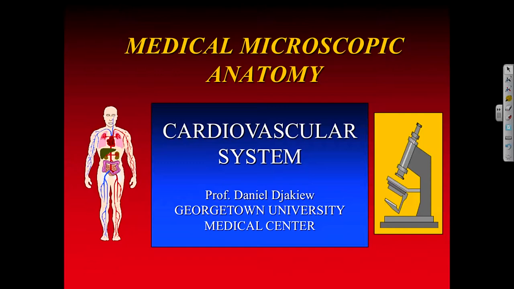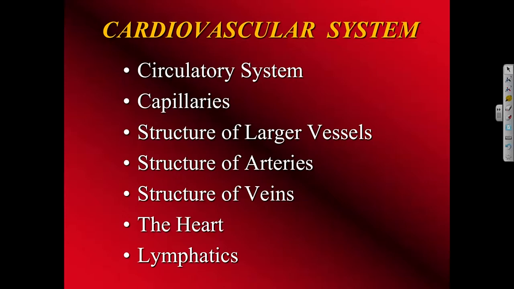So cardiovascular, heart, vessels, system, right? So we're going to look at the different circulatory systems of the cardiovascular system, and then some of the components, the capillaries and larger blood vessels, the structure of them. They have a common structure.